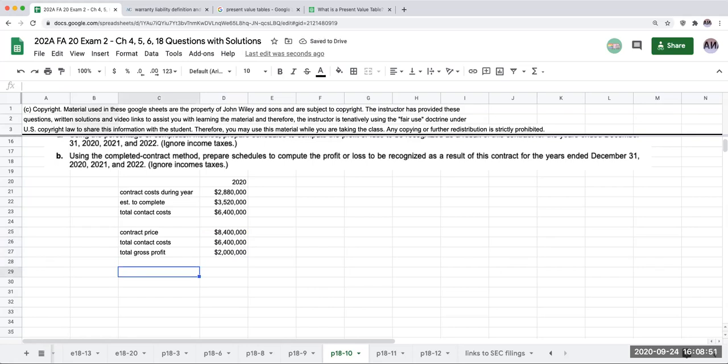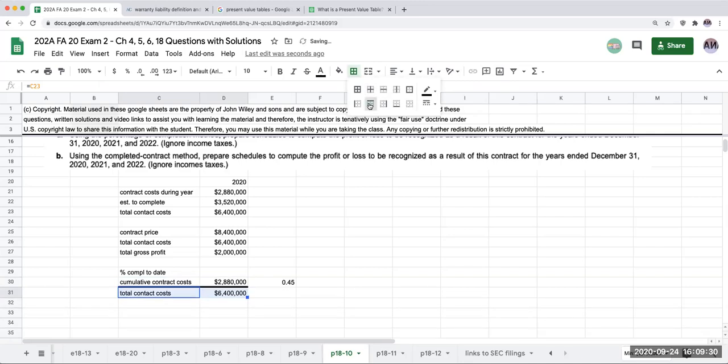So now to get to my percentage completion to date, to figure that out, I'm going to take my contract costs during the year, and I would actually say that the better way to do that would be my cumulative contract costs, which in this case is 2.8 million. My total contract cost is 6.4 million. So my percentage complete is at 45%.